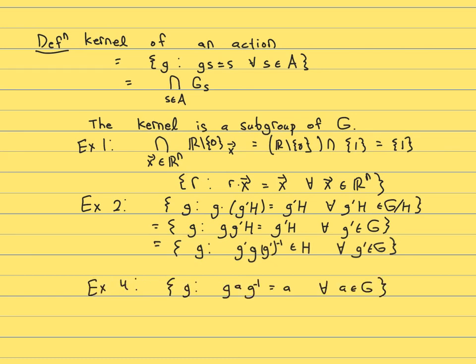As one final example, we look at the action of group G acting on itself by conjugation, as we've discussed previously. And the kernel of that action would be all group elements g, such that g a g inverse is equal to a for all a in G. This subgroup is actually a famous subgroup called the center of G.